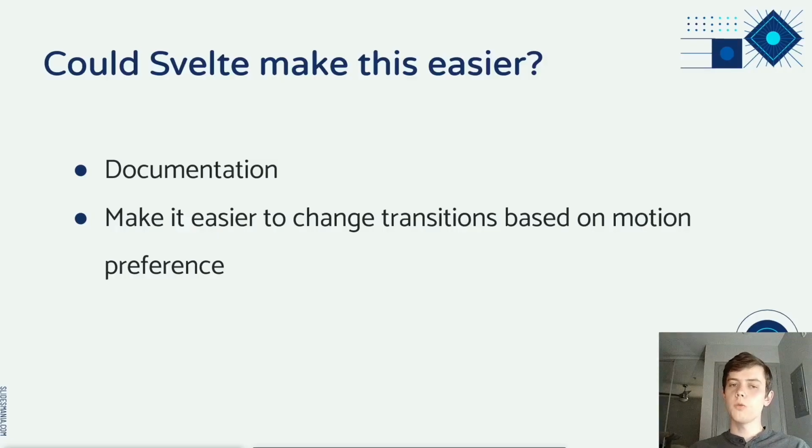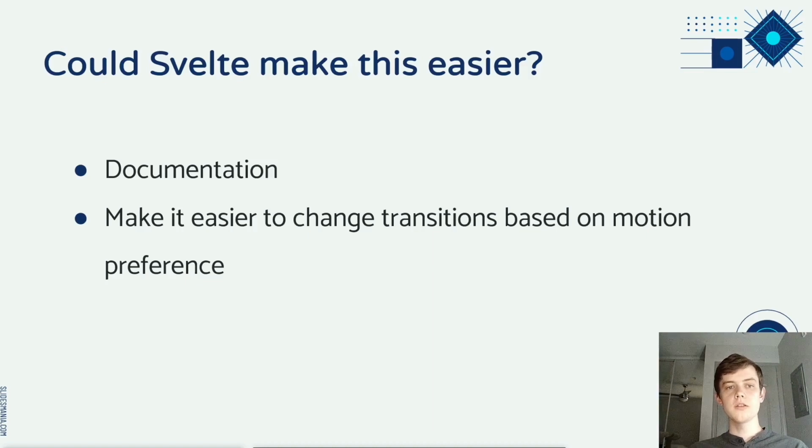So writing all this code begs the question, could Svelte make any of this easier? And my answer is maybe. At minimum, I think it would be good to document the need to respect motion preferences when using Svelte transitions. However, I think it's tricky to figure out just how much of what I showed could or should be integrated into Svelte itself. For instance, I wouldn't want to add that animation disabling CSS snippet into the template and call it a day. As I talked about earlier, there's a lot more nuance involved there.